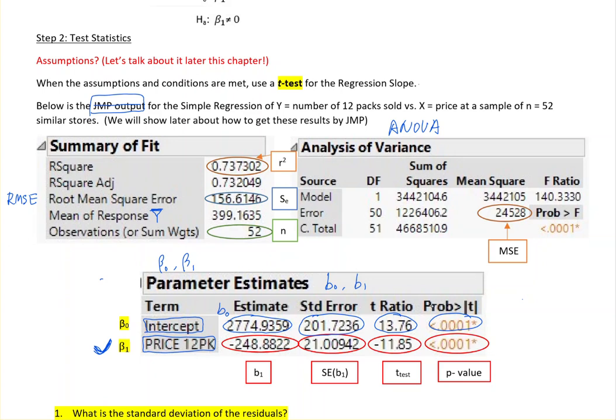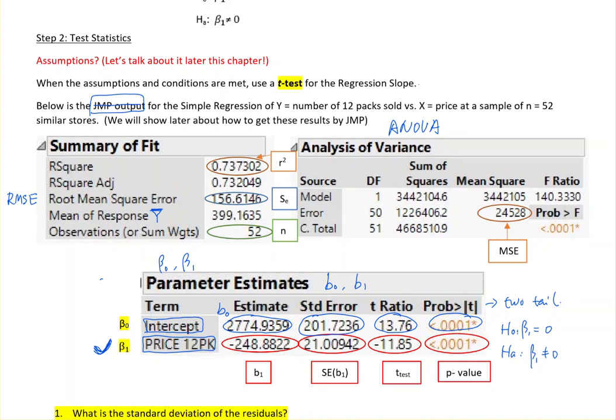Alright, and then the last thing is the p-value. Right, so you see the probability larger than the absolute value of t. That means it is for a two-tailed test, right? So since we have the null hypothesis beta 1 equals 0, the alternative hypothesis beta 1 not equal to 0, right? So it is for a two-tailed test. So this is just the p-value for our test.